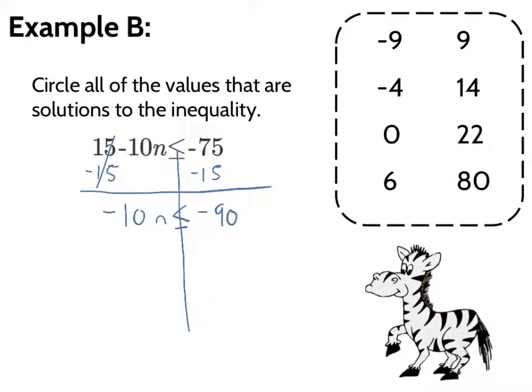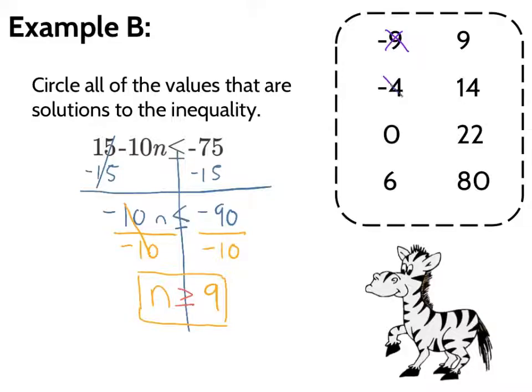Now I've completed the first step. The second step of my problem is to divide both sides by negative 10. The inverse of multiplication is division, so I'm going to divide both sides by negative 10. Negative 10 divided by negative 10 gives me positive 1, or positive 1n. I did multiply or divide by a negative in this case, so my sign is going to change to the other side. And then negative 90 divided by negative 10 gives me positive 9. So my solution to this inequality is n is greater than or equal to positive 9. Now I need to circle all the numbers that are greater than or equal to 9. So negative 9, not greater.